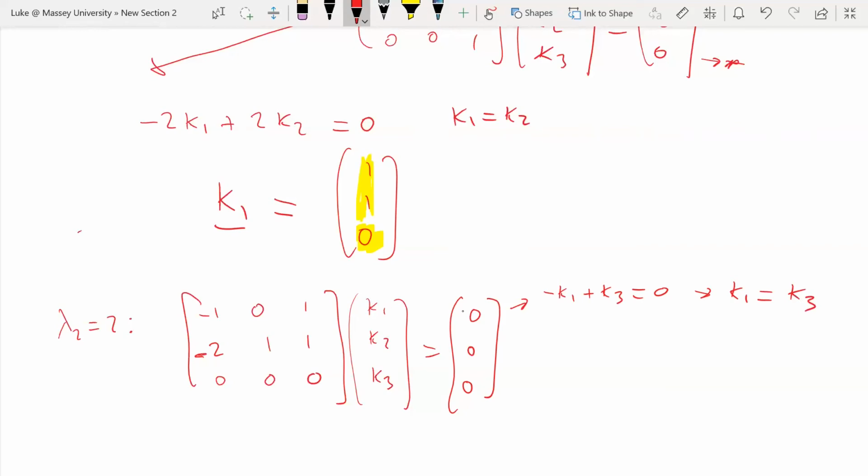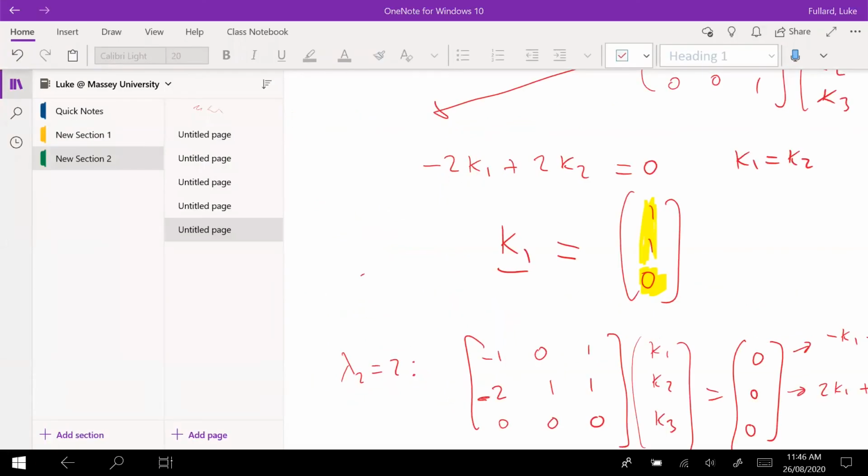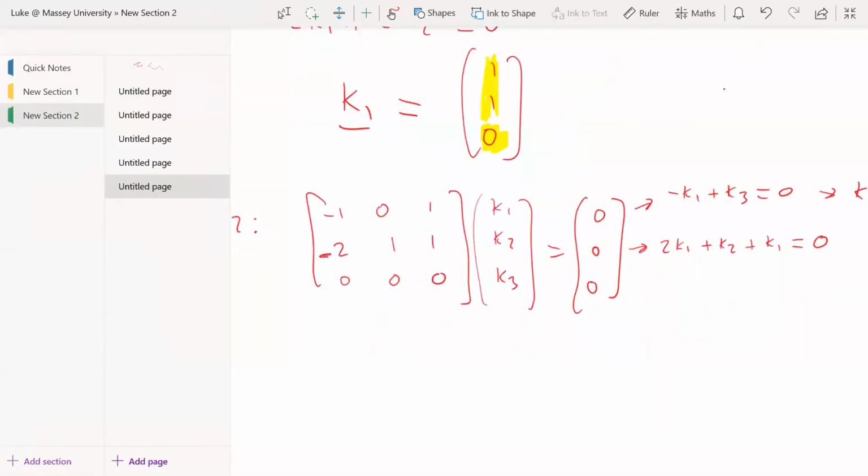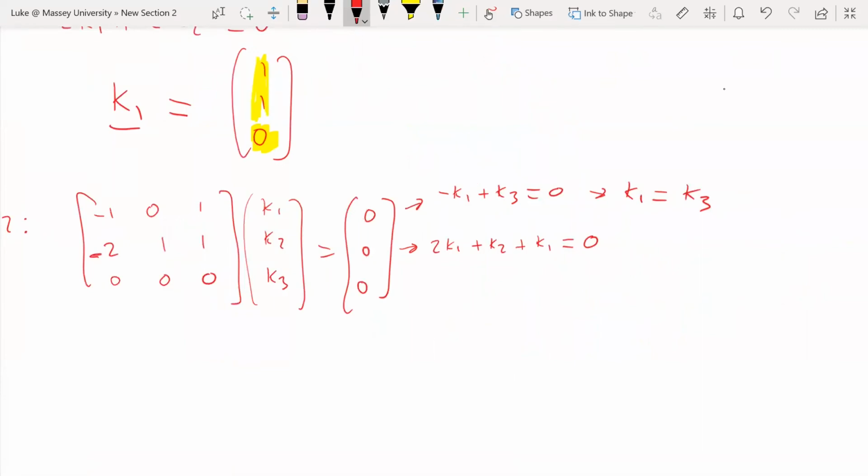The second line there is saying 2 times k1 plus k2 plus k3, but k3 equals k1, so I'm just going to write that as k1 equals 0. So what is that telling us? That is telling us something that's different in my notes. Sorry about that. I just realized I missed a -2 here. So this should be -2 times k1 plus k2 plus k1. So this tells us that k2 equals k1. So in fact, k1 equals k2 equals k3.